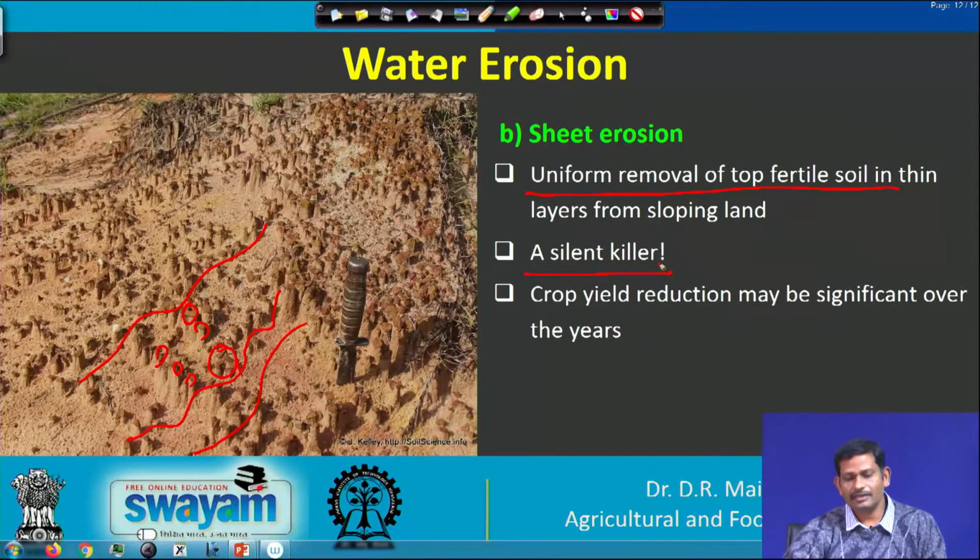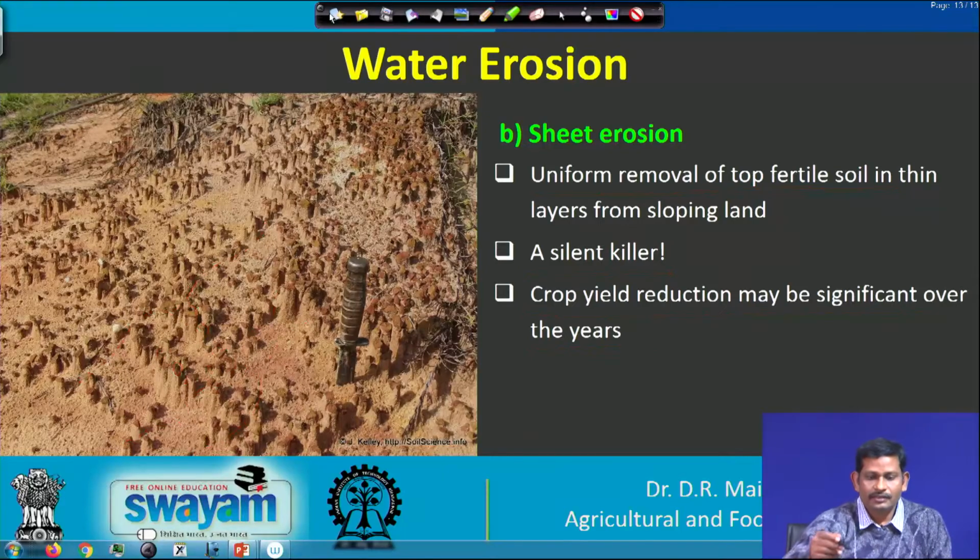If you do not stop it, a lot of fertile soil is being eroded. So, the crop yield reduction may be significant over the years. In the initial period we may not see the effect of this loss of fertile soil on yield, but as time progresses, we will definitely see the crop yield reduction due to sheet erosion.